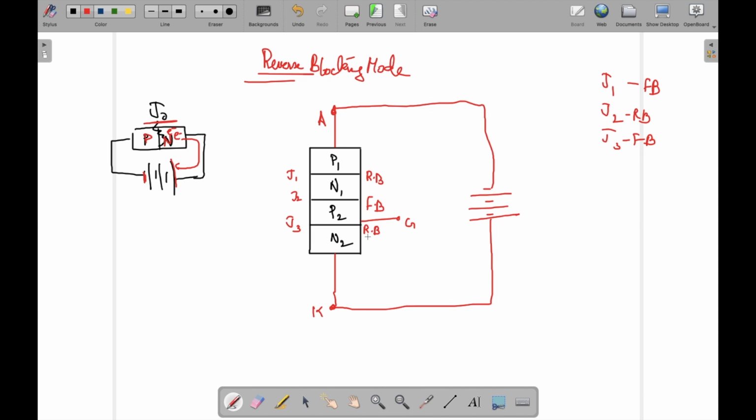Yeah, so now what would happen? Now as we have two closed doors, will the electrons be able to flow? Even if J2 is open, will the electrons be able to flow? No, because the electrons in the N2 region will be attracted by the positive polarity. So then it is not trying to move across this junction.